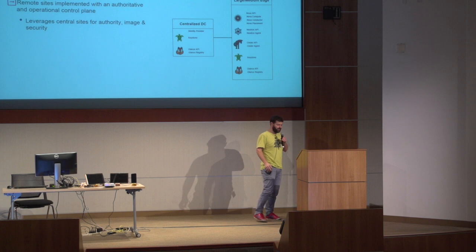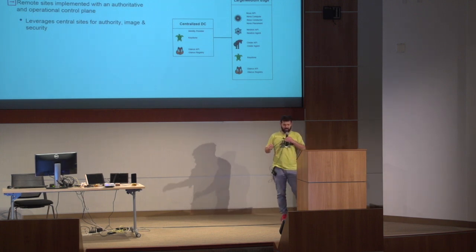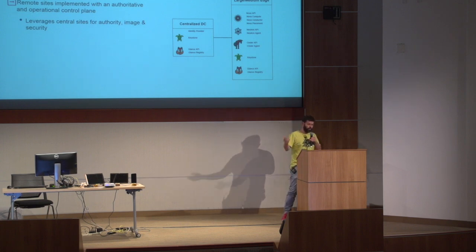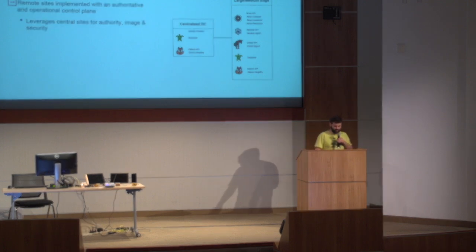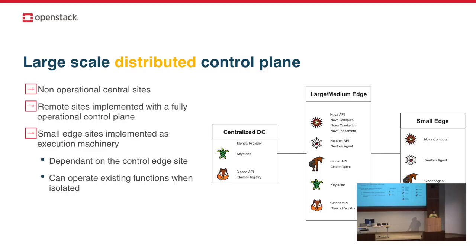So even if the network connectivity is broken, and you can somehow maybe go there locally and issue commands, it will be able to change the state of the virtual machines. So this is the trade-off, and it depends on the use case which architecture option you would like to use.